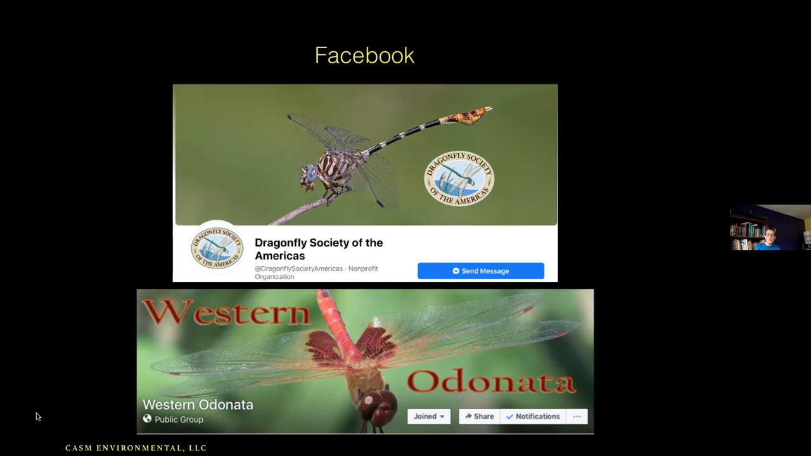Nobody's going to say, oh, that's stupid. Who wouldn't know what a common whitetail looked like? What are you doing here? Really friendly, really welcoming. Because I know sometimes newcomers can be shy.